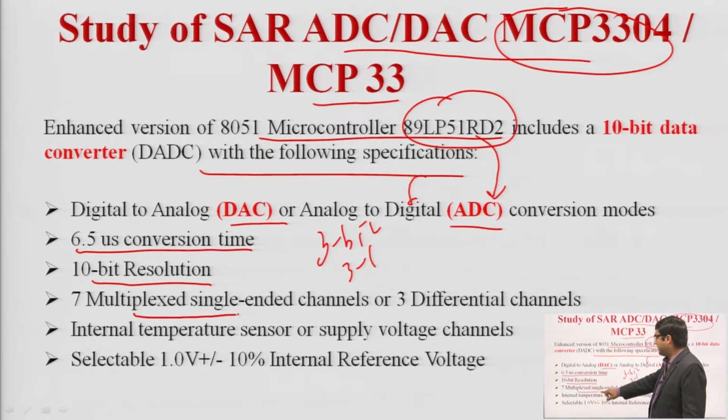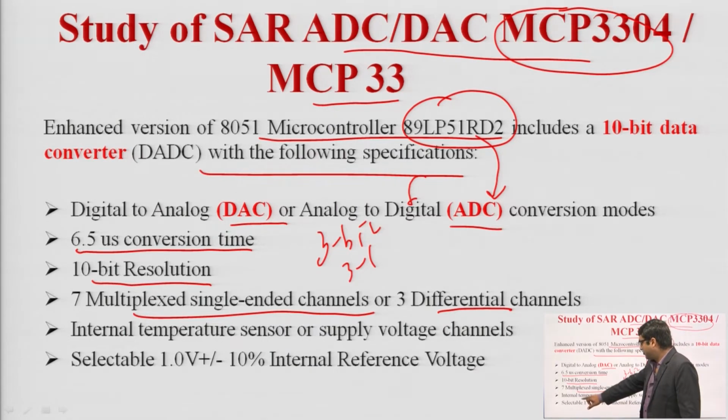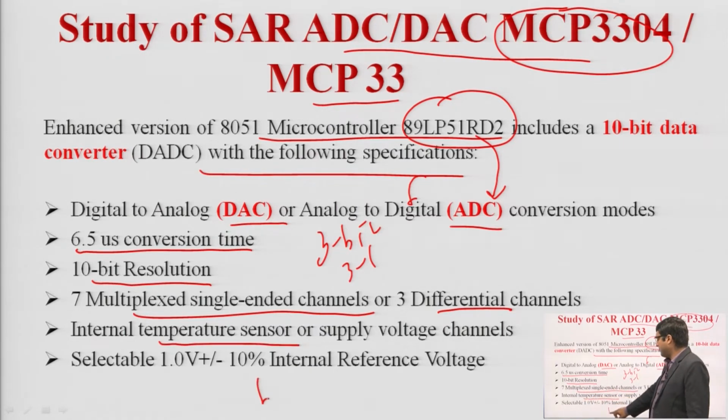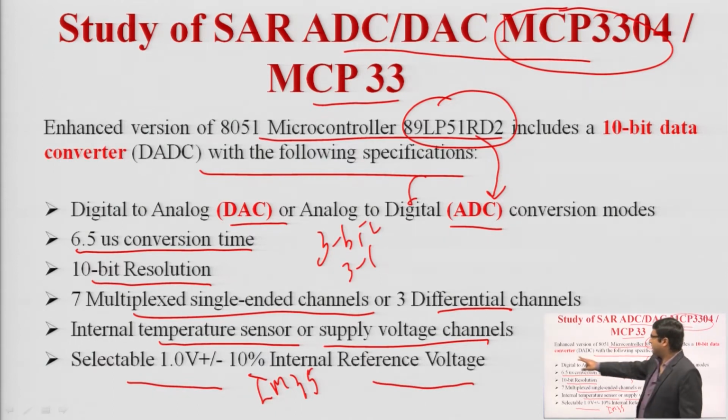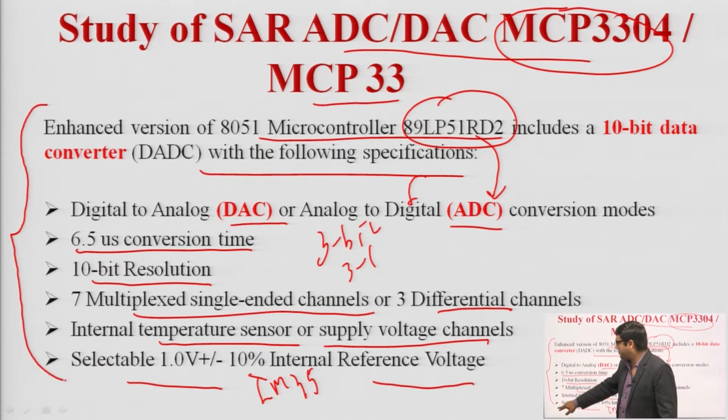It has 7 multiplexed single-ended channels or 3 differential channels. We have seen in our previous lecture what the channels are and what the differential inputs are. It has an internal temperature sensor, it may have an LM35 etc., or supply voltage channels. It has a selectable voltage range of 1.0 volt plus or minus 10% internal reference voltage. So, these are some features we left in our previous lecture.